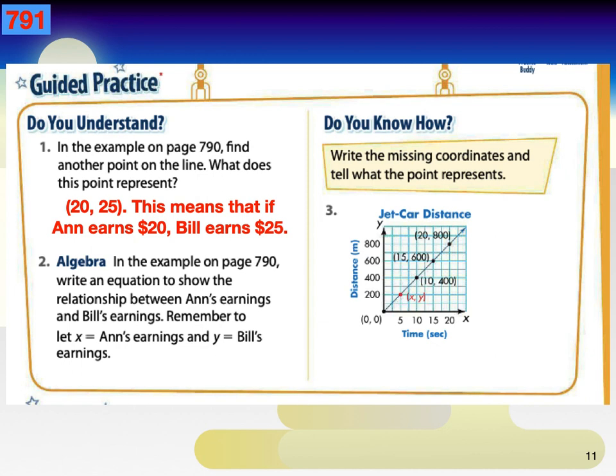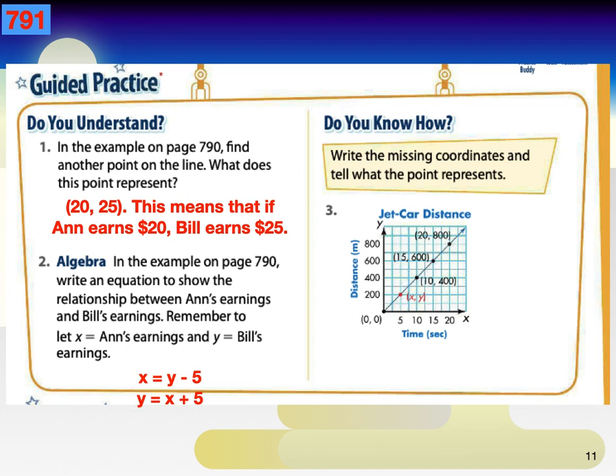In the example on page 790, write an equation to show a relationship between Ann's earnings and Bill's earnings. Remember to let X equal Ann's earnings and Y equal Bill's earnings. So using an algebraic expression, we can say that Ann's earnings is equal to Bill's earnings minus 5. So that is X equals Y minus 5. Also, we can say that Bill's earnings is 5 more than Ann's earnings. So that will be Y equals X plus 5.